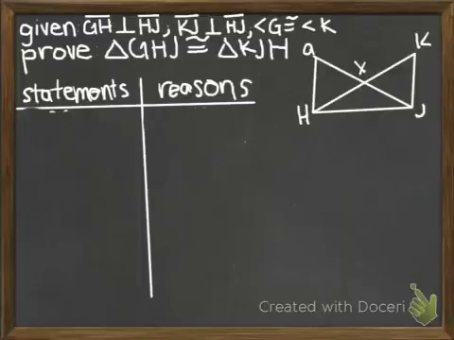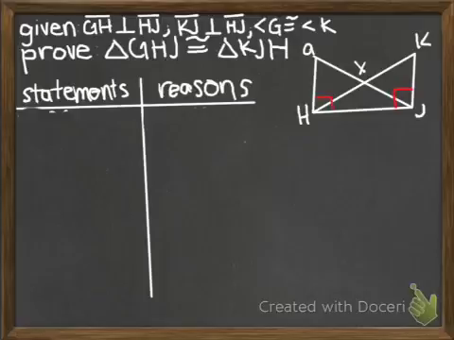Today for this theorem, the given is line GH is perpendicular to line HJ. So we're going to draw a right angle to show that these lines are perpendicular. The next given is that line KJ is perpendicular to line HJ. So we're going to draw another perpendicular, or a right angle, to show that these lines are perpendicular.